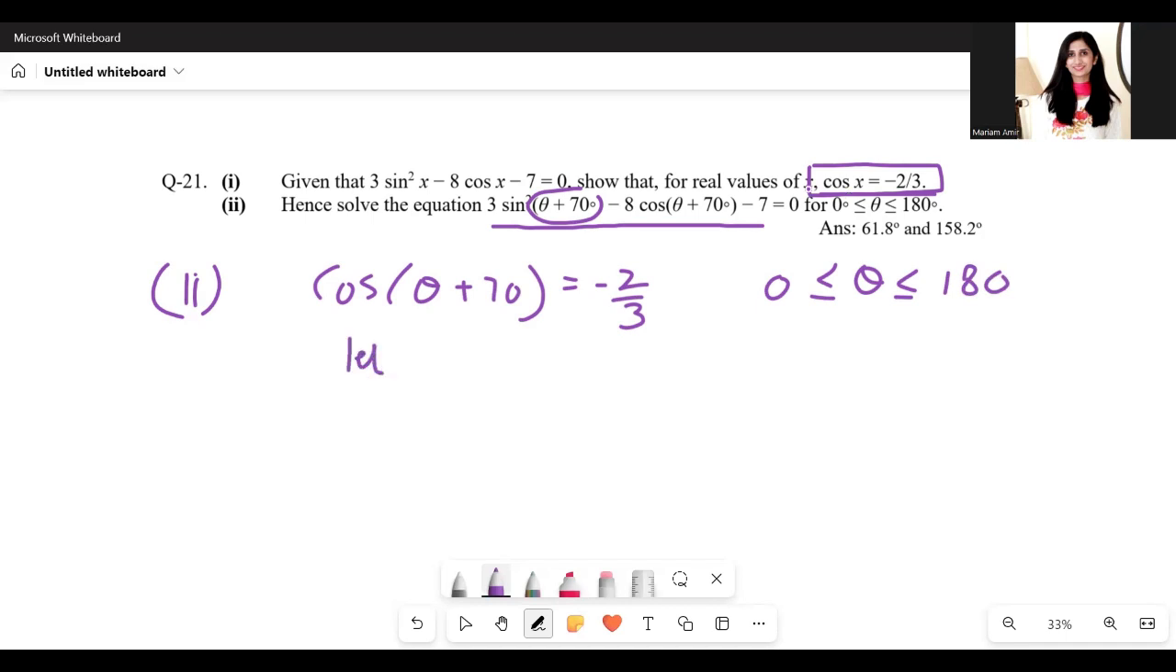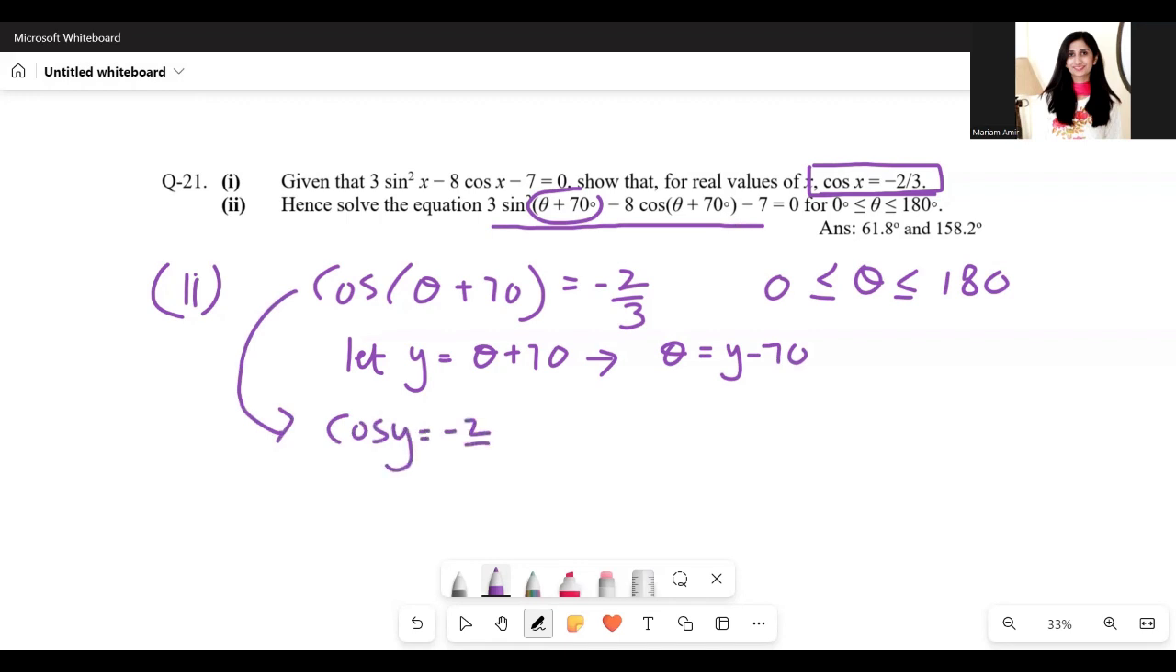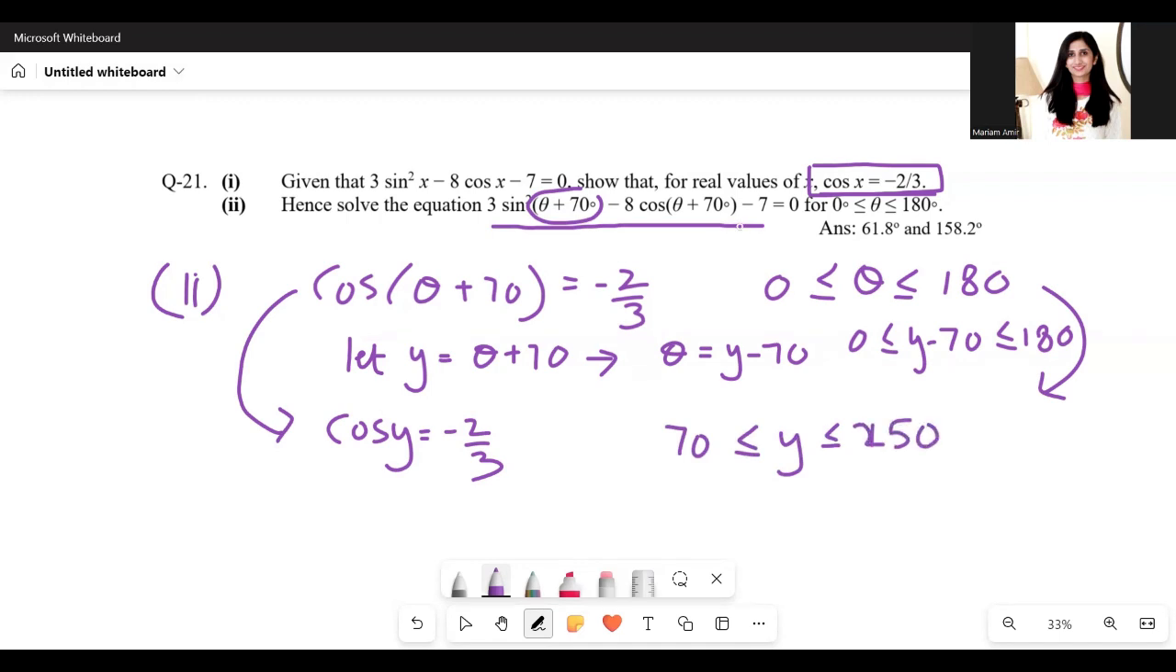Okay, so this is a shifted trigonometric equation. First thing we need to do is let y equal theta plus 70, which means theta will be equal to y minus 70. So this becomes cos y equals minus 2 over 3. And this becomes 0 less than or equal to y minus 70 less than or equal to 180. Now the negative 70 needs to go, so we're going to add 70 on all sides, so 70 for y, and this becomes 250. Okay, so the domain for y is 70 degrees to 250 degrees.